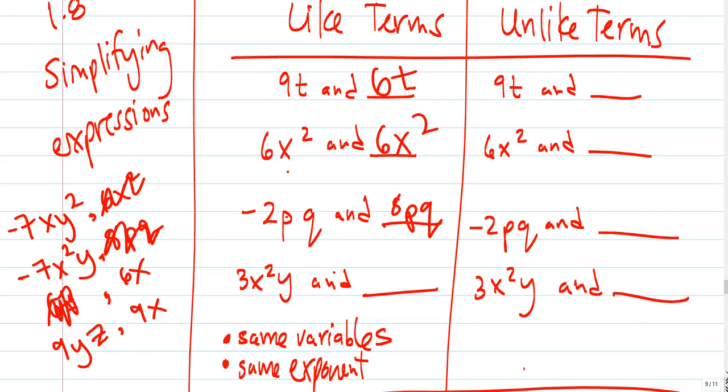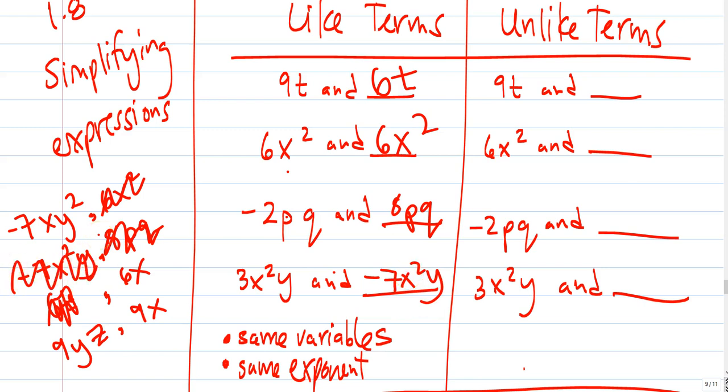3x squared y. Are there any x squared y's? See, here's a negative 7xy squared. Is that the same? See, it's not quite the same, is it? I need the x to be squared and the y to be to the first power, not the x to the first and the y to the second. So really, I'm looking for this option right here, which was negative 7x squared y.